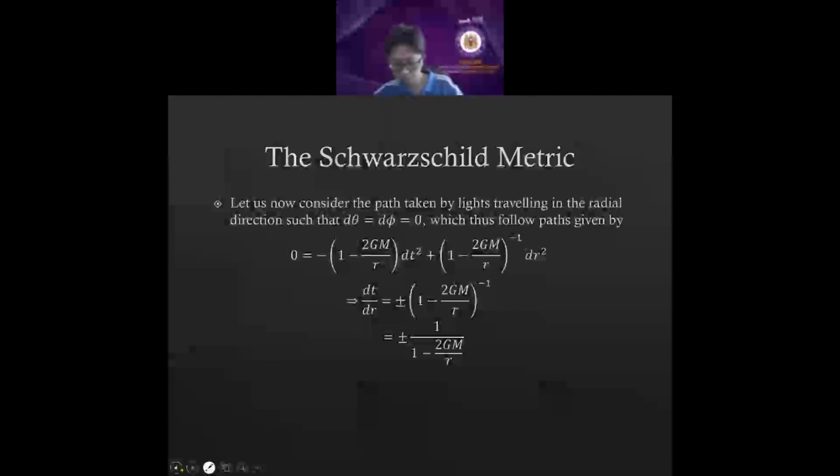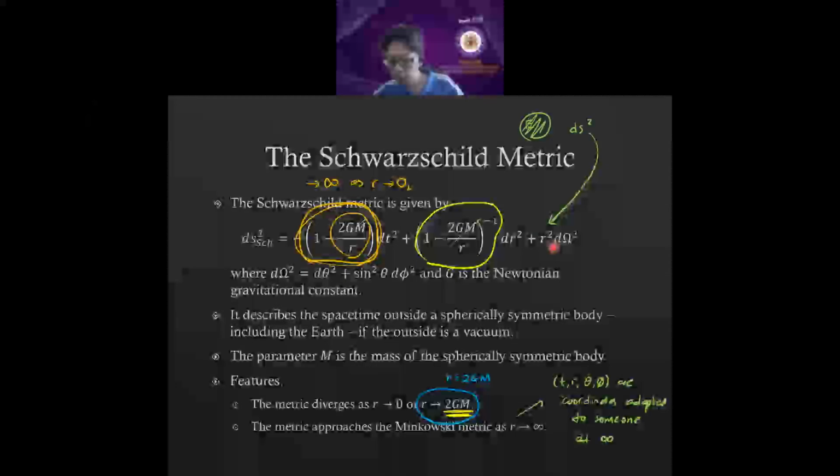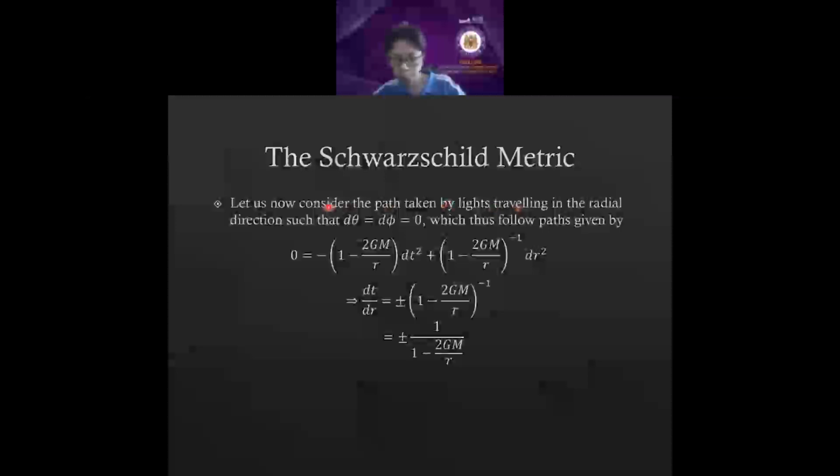So we compare it again. In this equation, if we set this one to 0 and this one to 0, this term is going to vanish. And for light, ds squared must be 0. So we are left only with this term, which we can rearrange to get the path of light must satisfy this equation. That is dt by dr equals plus or minus this quantity, which I can write as 1 over 1 minus 2GM over r.